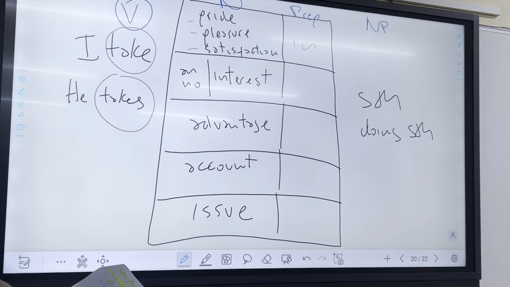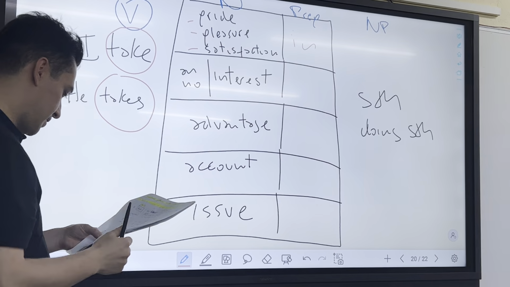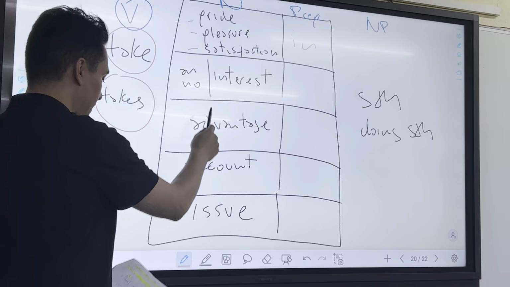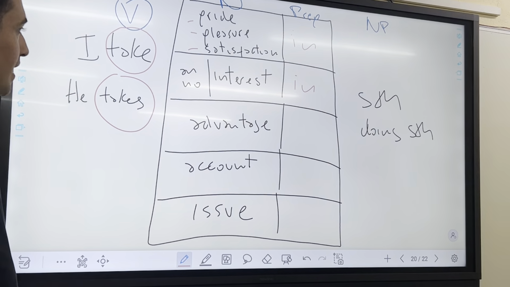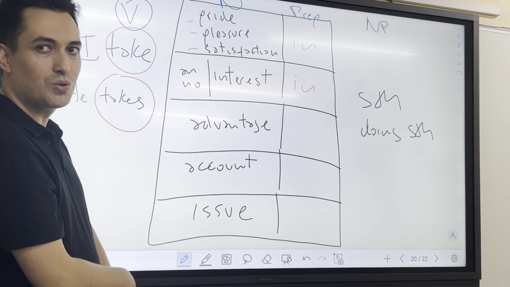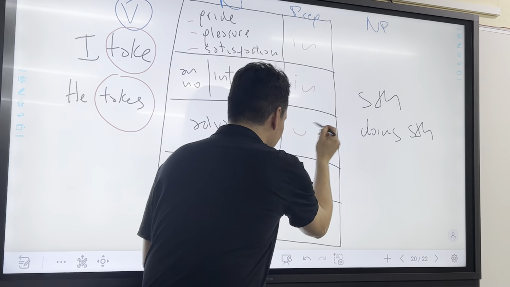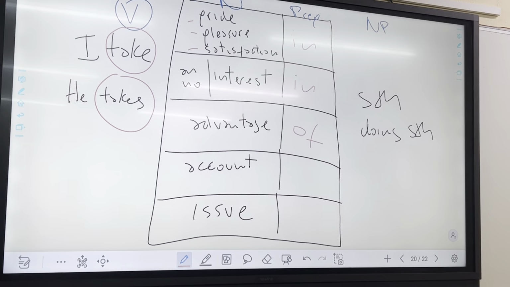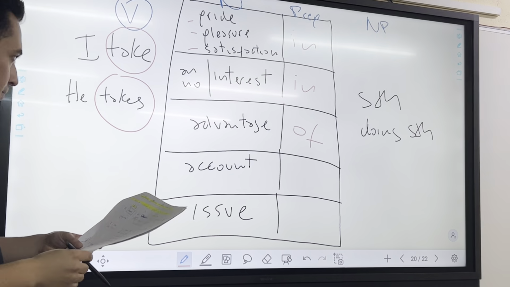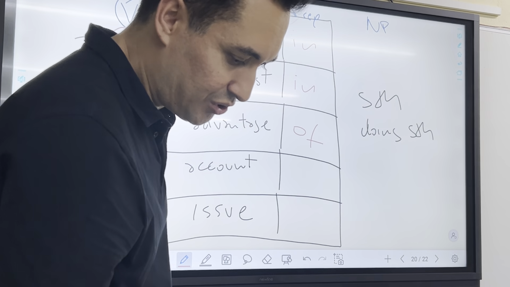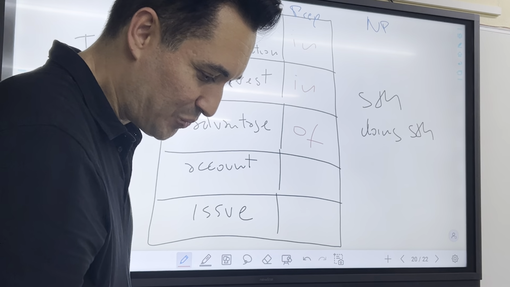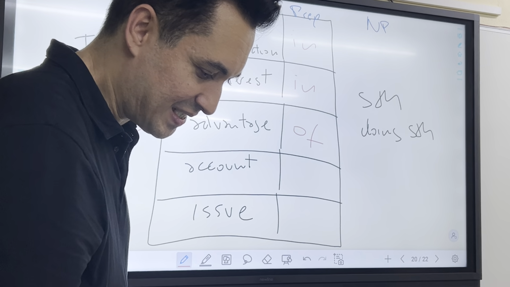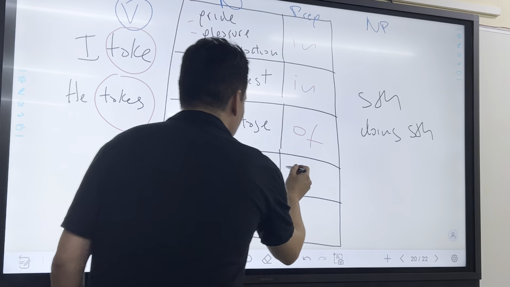Okay, another one. I take no interest in doing something. I take an interest in doing something. In. I take advantage of something. Take advantage of doing something. Very good. He takes account of something. On, of, account. With take. He takes account of something.